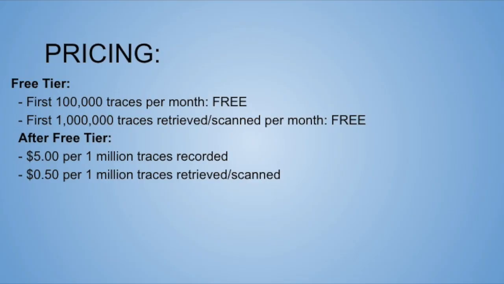And for pricing, the free tier includes your first 100,000 traces per month for free, and your first 1 million traces retrieved or scanned per month is free. After the free tier, it's $5 per 1 million traces recorded and 50 cents per 1 million traces retrieved or scanned. For most applications, X-Ray stays within the free tier or costs just a few dollars per month.